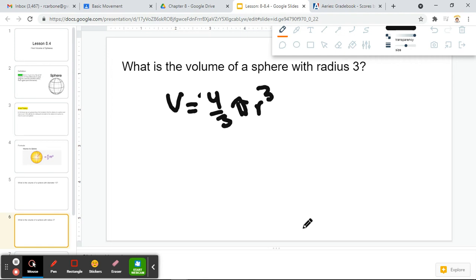All right, so real quickly, let's finish this up here. So volume is equal to 4/3 pi r cubed. Our radius here is 3. So I'll plug that in for the variable representing the radius, which is r. So we got 4/3 times 3 cubed.